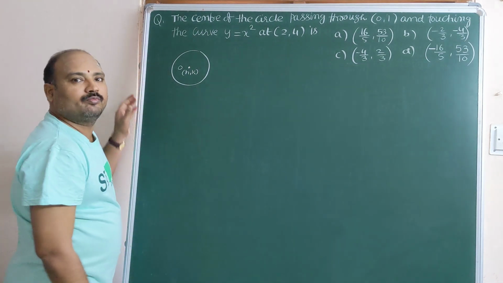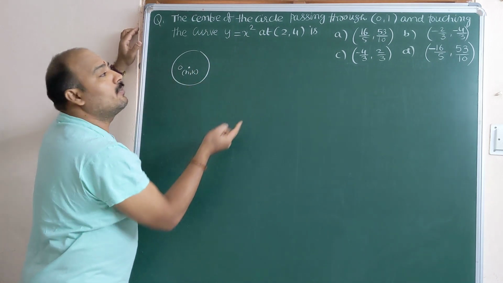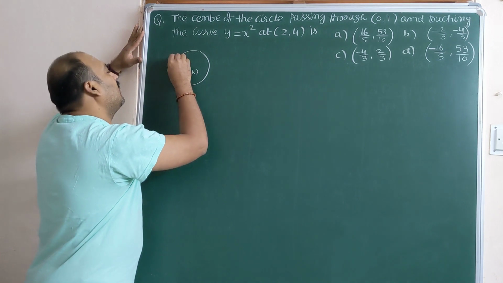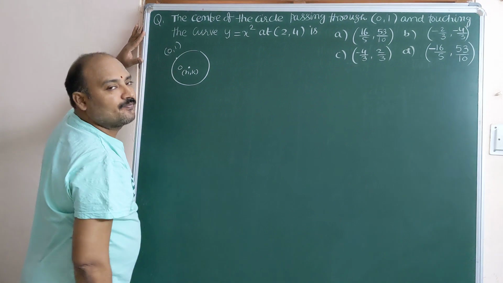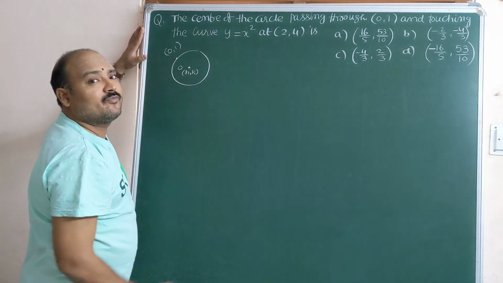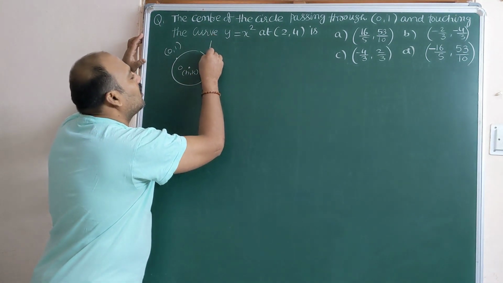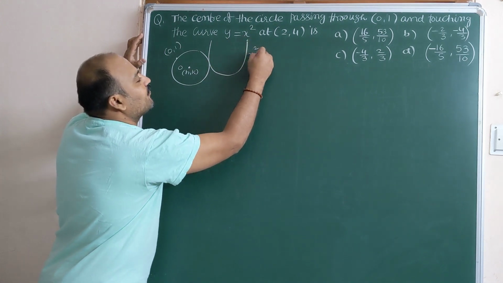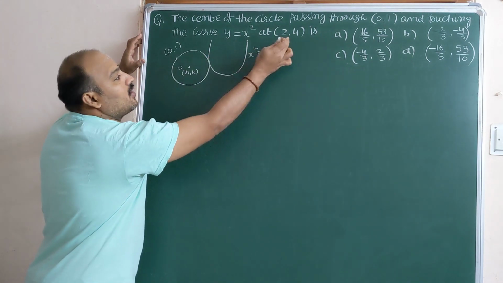Take the center as O. The circle is passing through (0, 1), so I am taking here (0, 1) somewhere, and touching the curve y equal to x square. y equal to x square means what? Parabola, an upward parabola. So the curve like this is touching, x square is equal to y curve, dear students, at the point (2, 4).